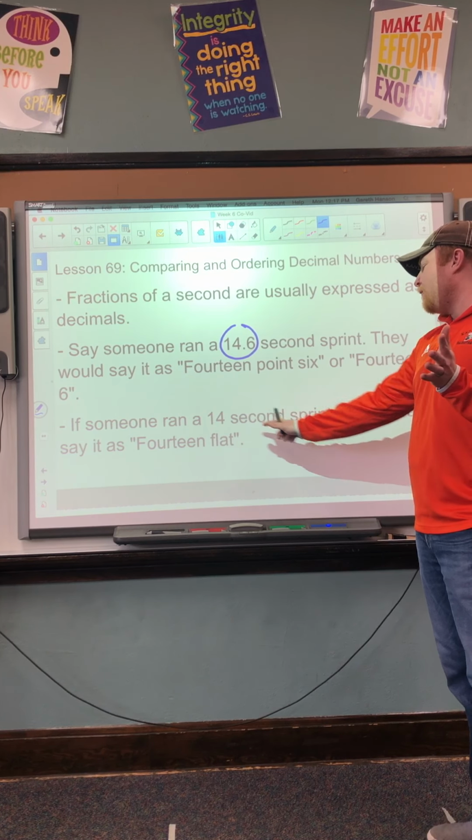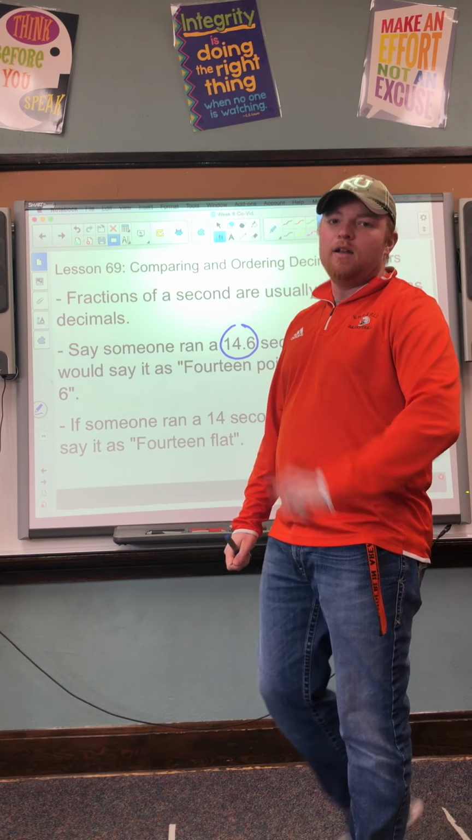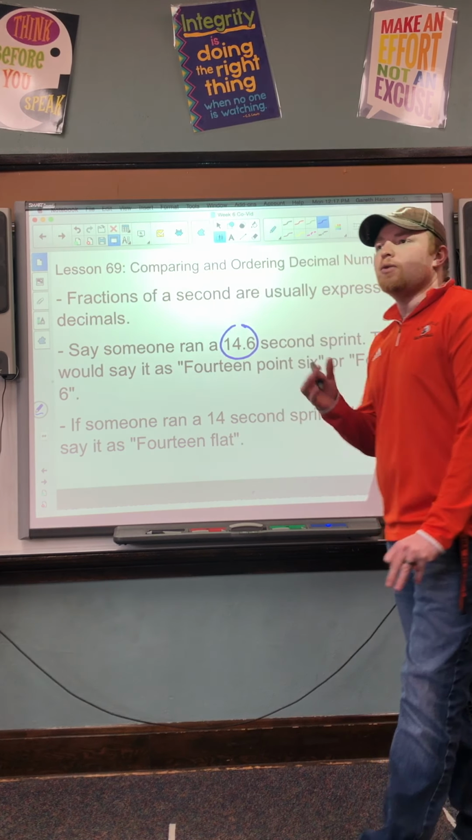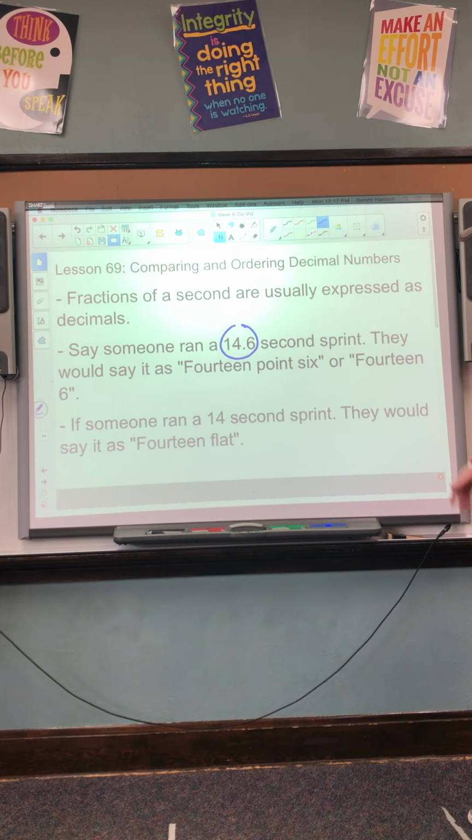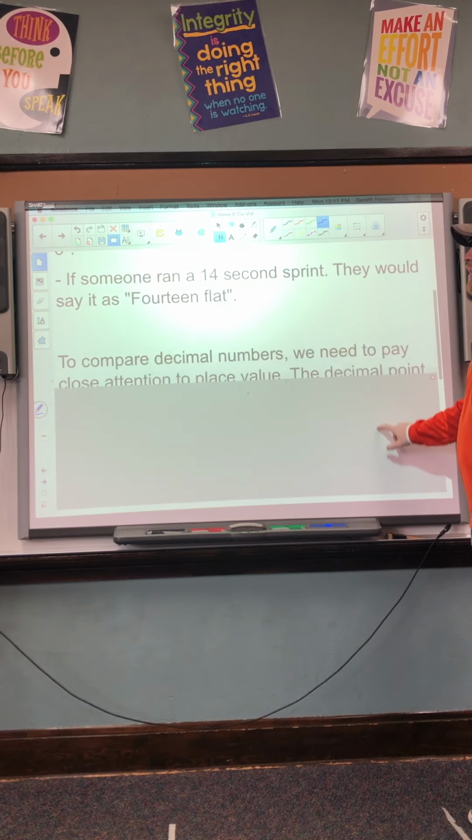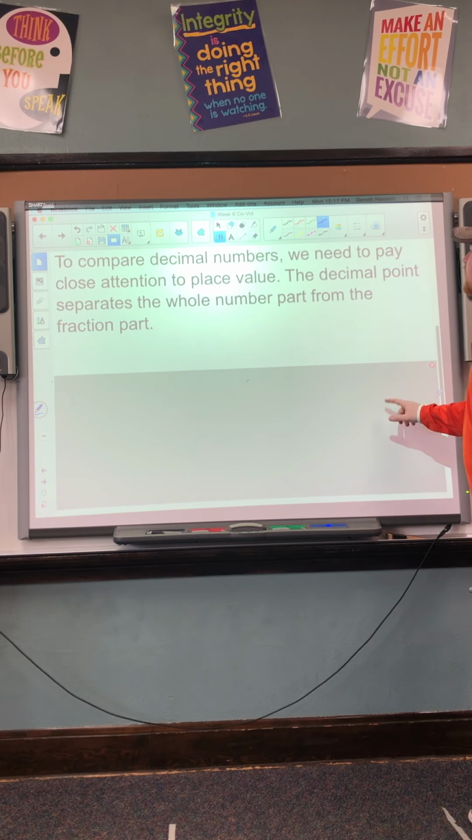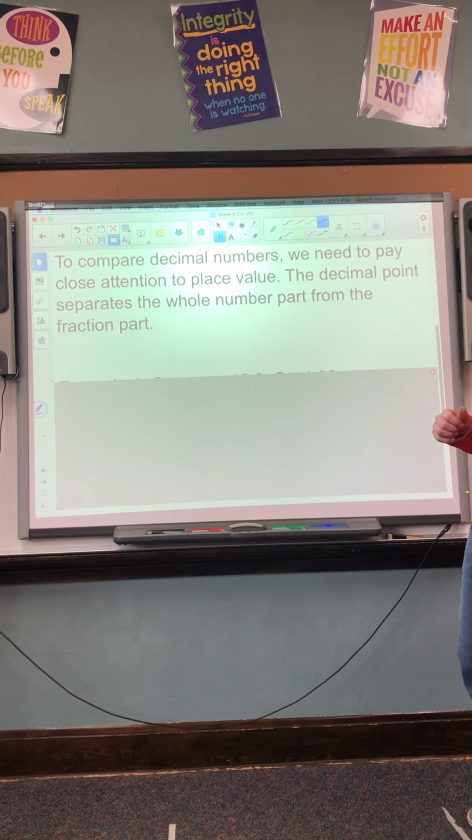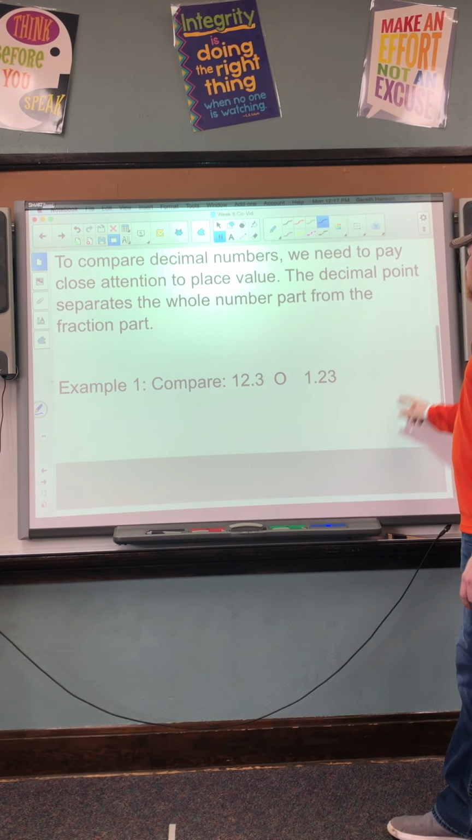Now, if someone ran a 14-second sprint, they would say it as 14 flat. So any whole number dealing with seconds, you would say 14 flat. That's a little bit of correct terminology if any of you become track stars. So to compare decimal numbers, we need to pay close attention to place value. The decimal point separates the whole number part from the fraction part.